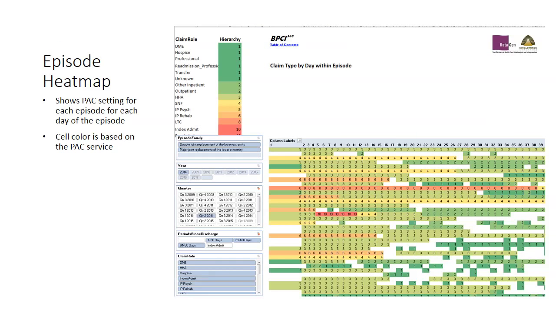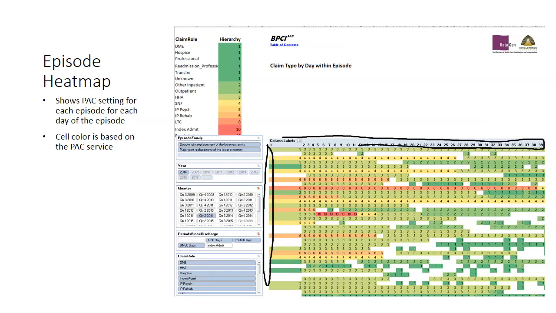The episode heat map report shows the post-acute services that are being provided to each episode through each day of the episode. So in this report, each of these rows is a single episode, and each of the columns is a day of the episode, going out from 1 to 30, or 1 to 60, or 1 through 90.